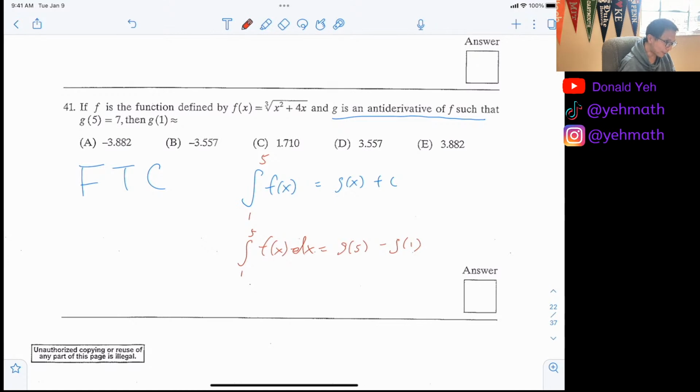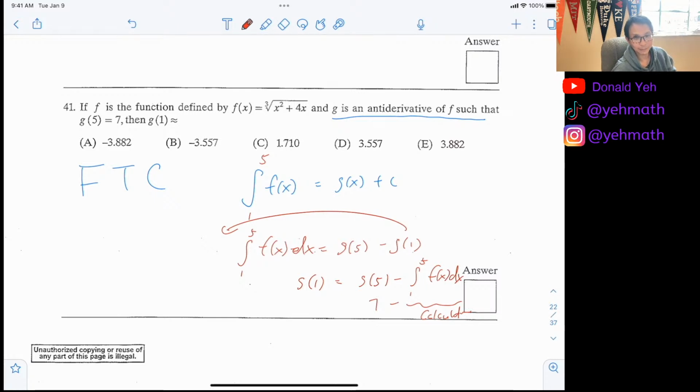And if I'm looking for g of 1, can I just move this to this side and this to the other side? So g of 1 is equal to g of 5 minus the integral between 1 and 5 of f of x dx. And this part, you can use a calculator. And this one is just 7. Then you can use a calculator. And if you don't know how to use a calculator, go use a calculator right now.